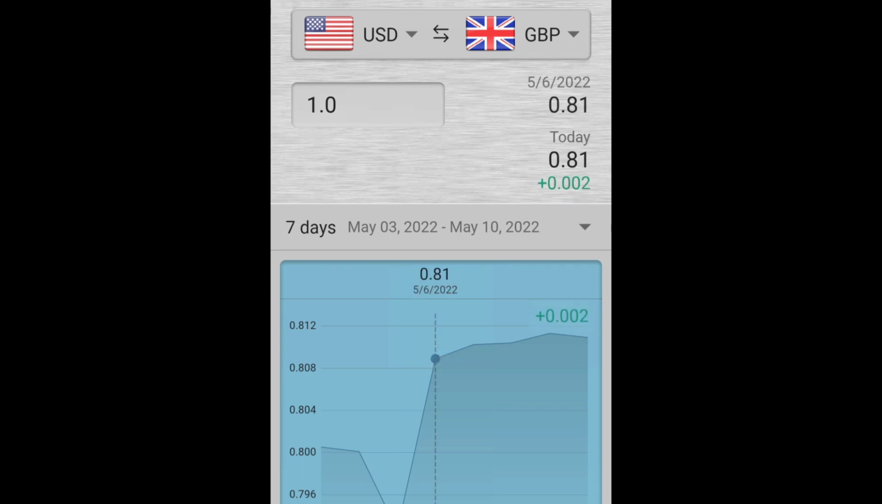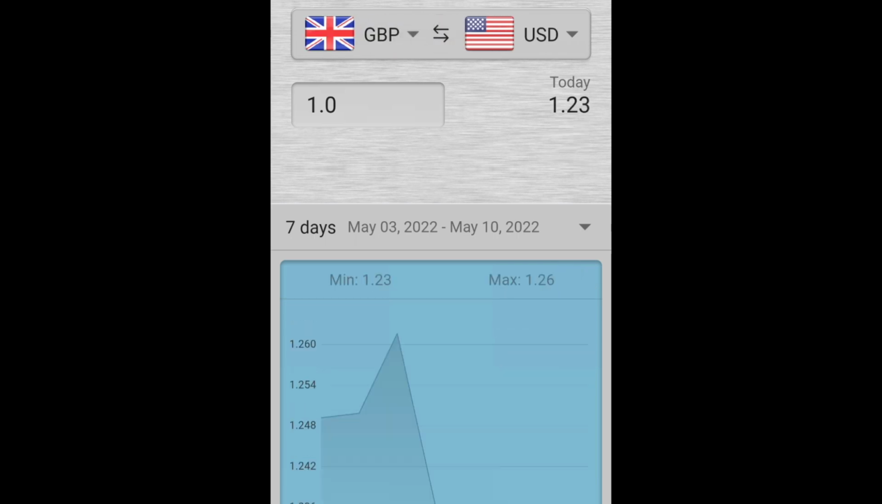For May 6, 1 US dollar is equivalent to 0.810 British pound. For May 7, 0.811 British pound. For May 8, 0.811 British pound. For May 9, 0.812 British pound. For May 10, data today, 0.810 British pound. That's a USD to British pound.